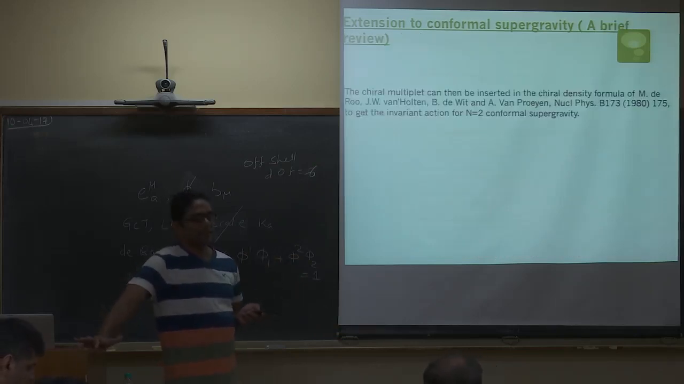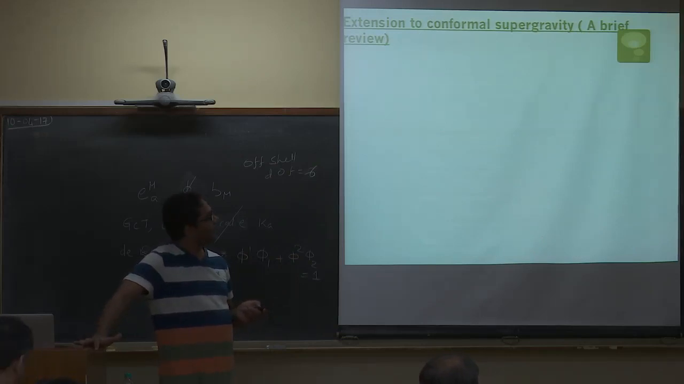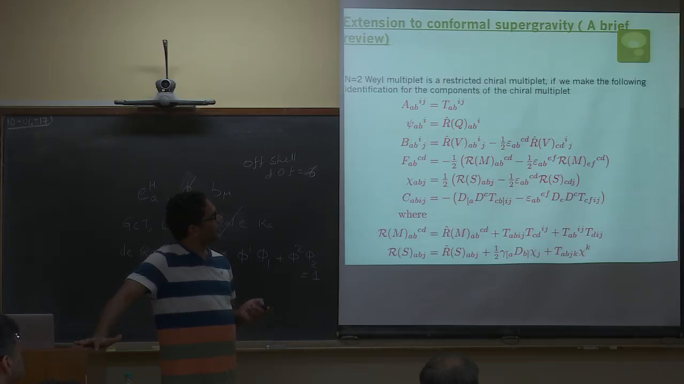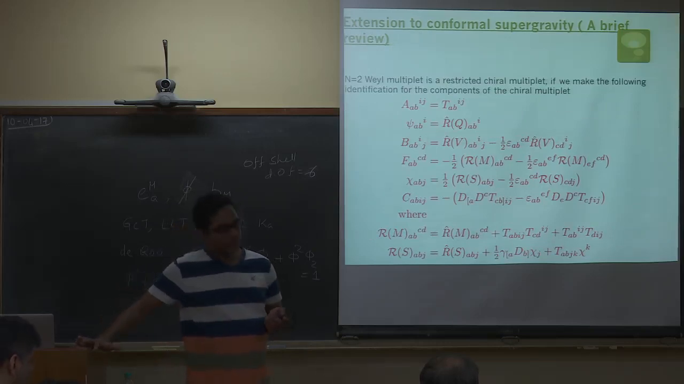So, can you just tell me how you define the chiral multiplet? What indices does it have in superspace? I mean, what are the chirality conditions?